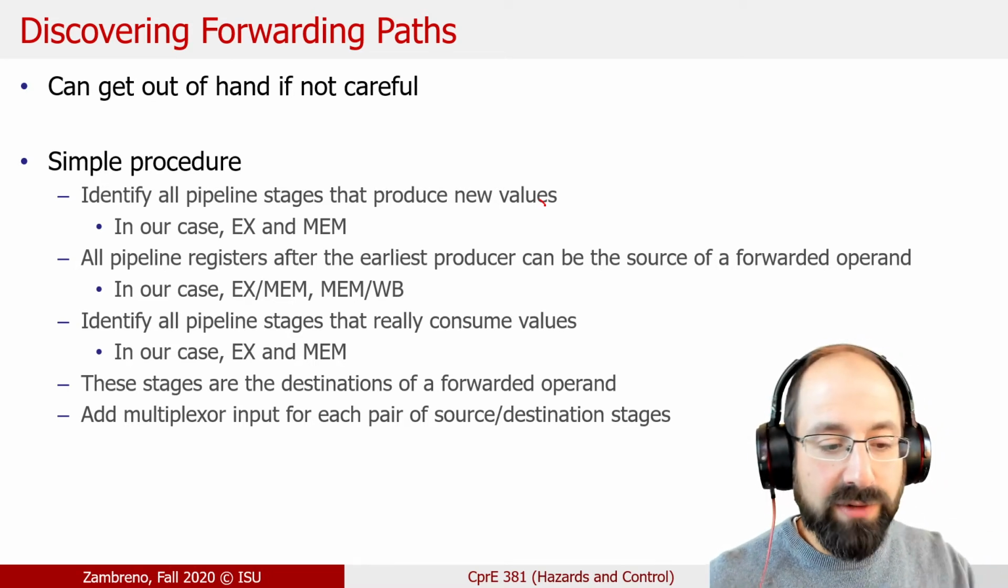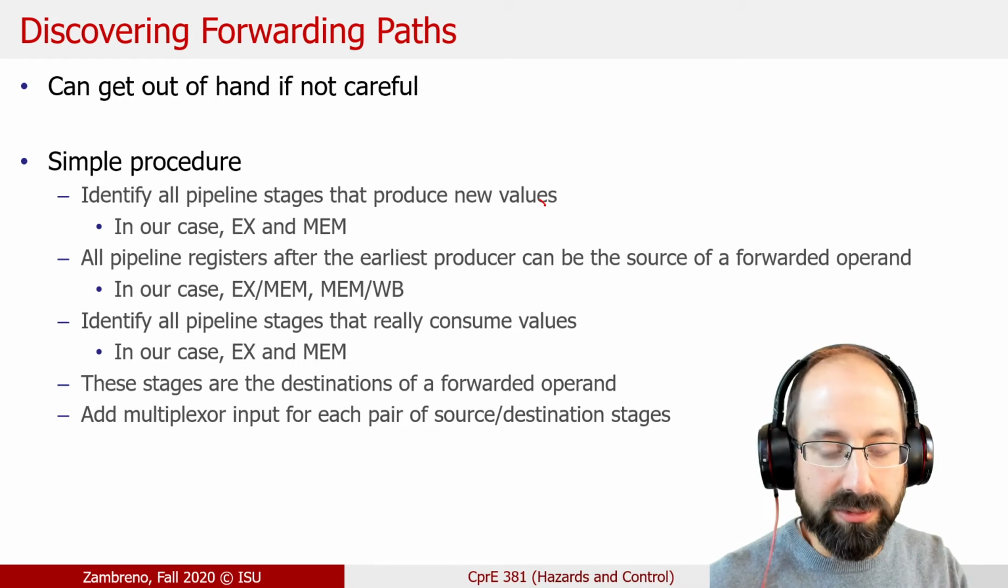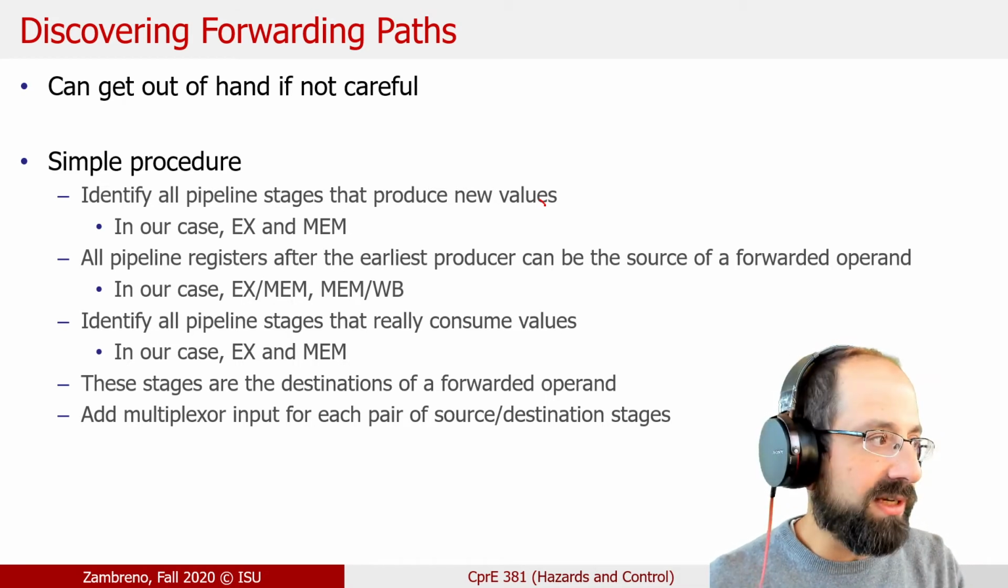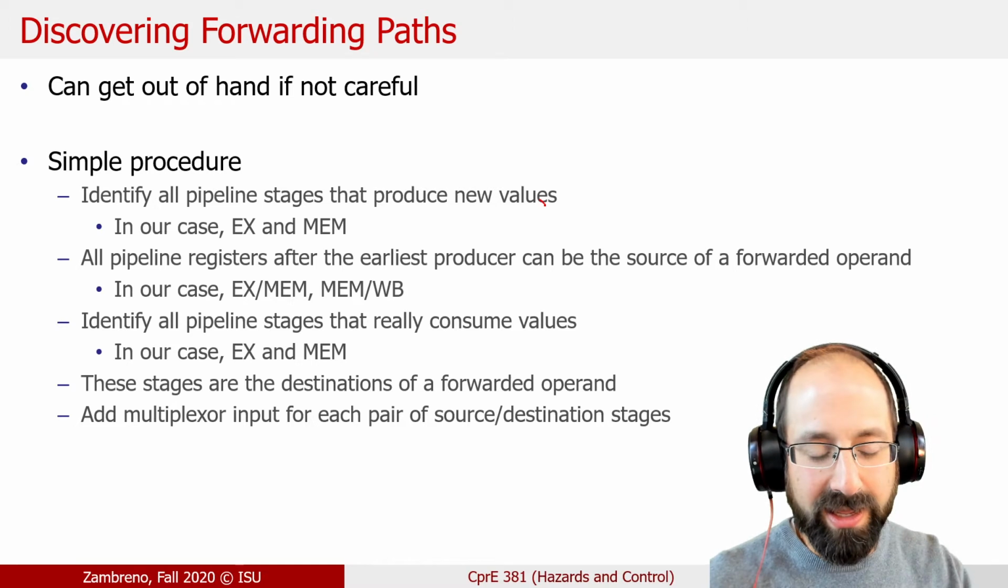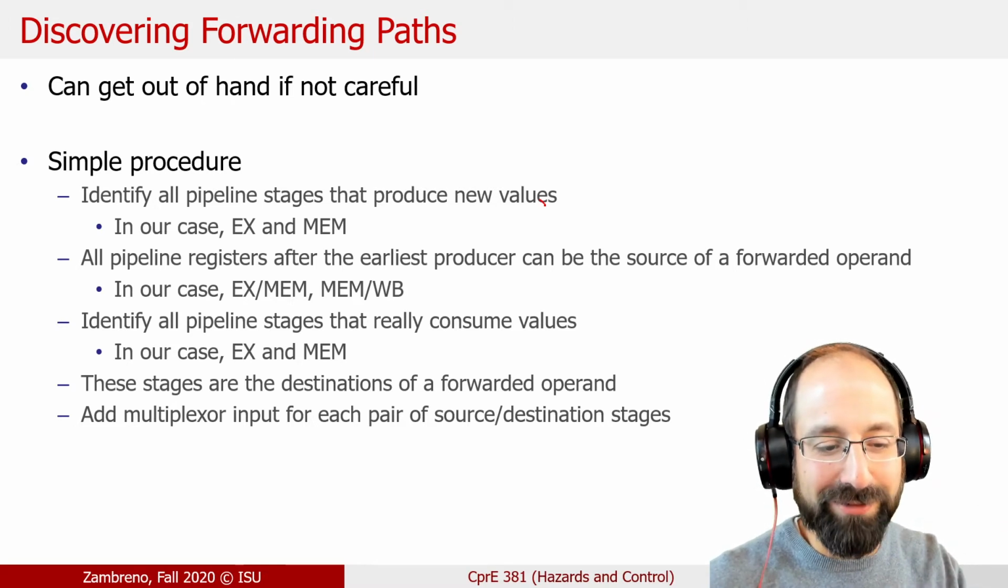So it's a combination of our static control and our dynamic control. We'd have to use those signals. Well, first off, a pretty important signal would be RegWrite for the producer instruction. We only care about any of this forwarding if the producer instruction is actually producing a value.